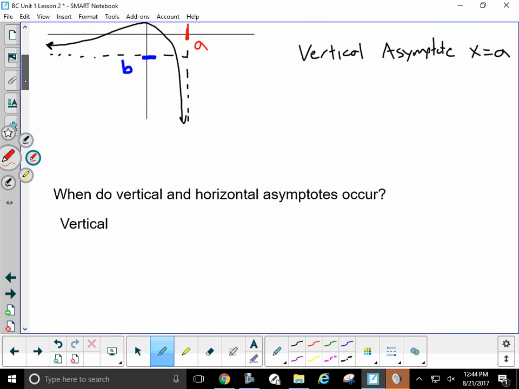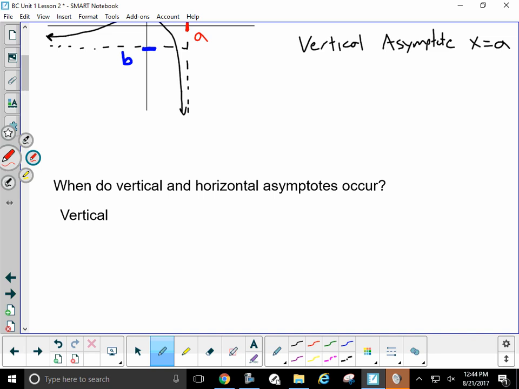Okay, now, when do these asymptotes occur? Well, vertical asymptotes occur when we look at one-sided limits and they approach an infinity. I'm going to say the limit as x approaches c from the right and the left of a function, if that equals either a positive or a negative infinity.